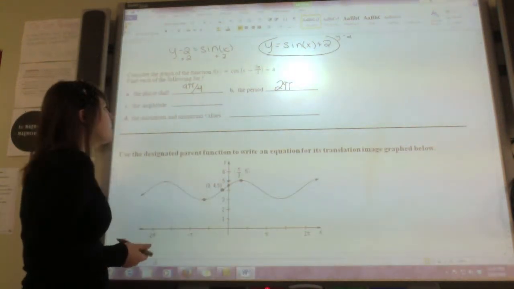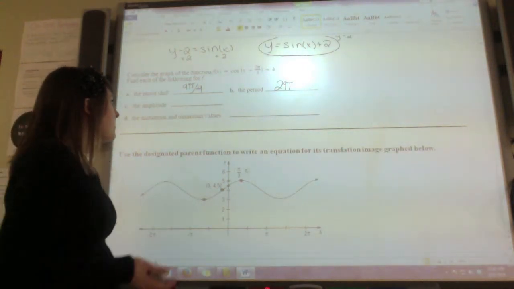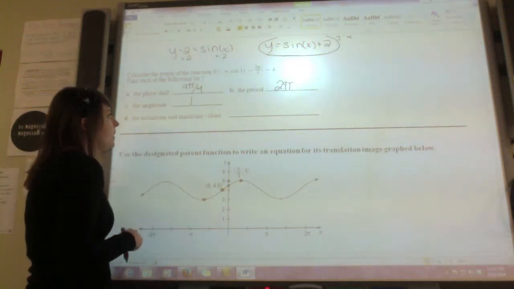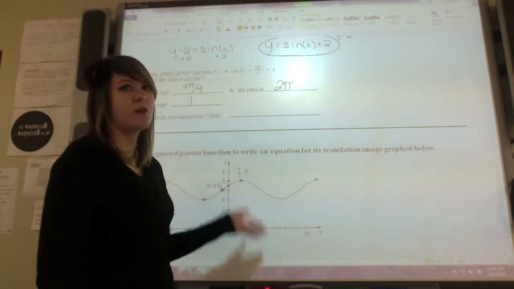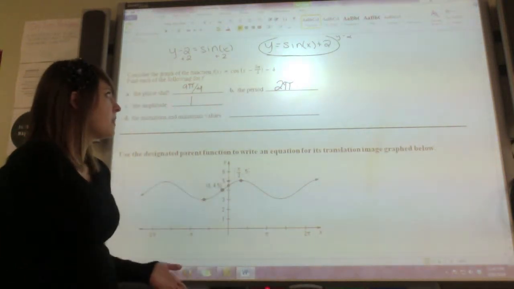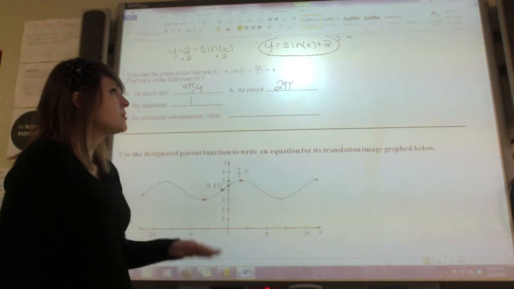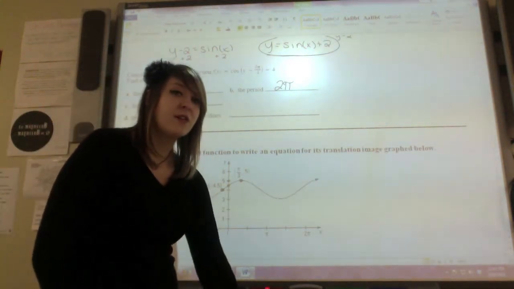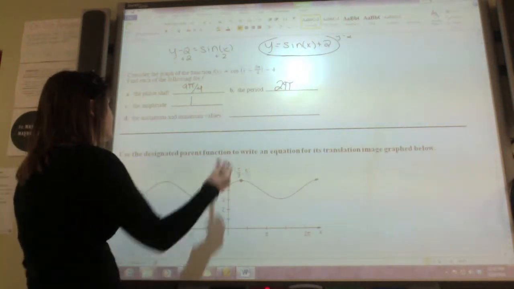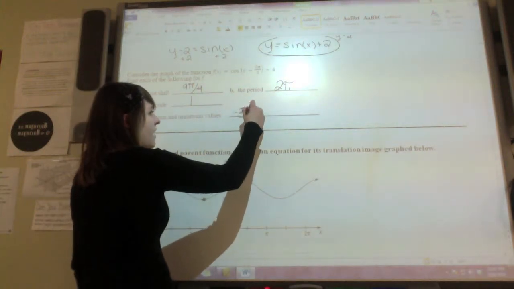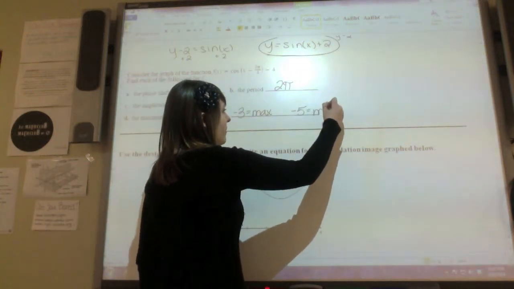Same thing with the amplitude. The amplitude only changes when you're multiplying your y values by something, so my amplitude's going to stay the same as my parent function, which is 1. Now my maximum and minimum values are going to change because, as you can see here, I'm shifting my graph 4 down. Normally my cosine function goes from negative 1 up to positive 1, but in this case I'm shifting it 4 down. So 4 down from negative 1 is negative 5, and 4 down from 1 is negative 3. So I'm going from negative 3 for my maximum to negative 5 for my minimum.